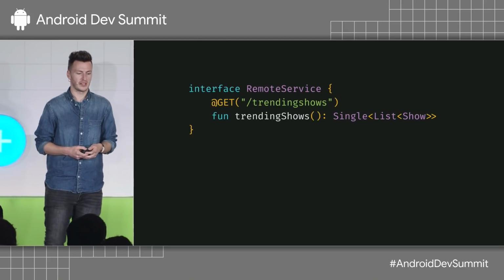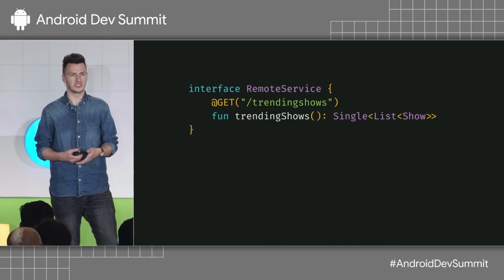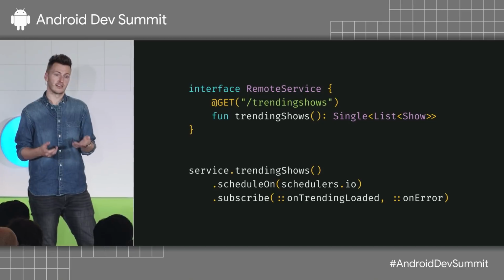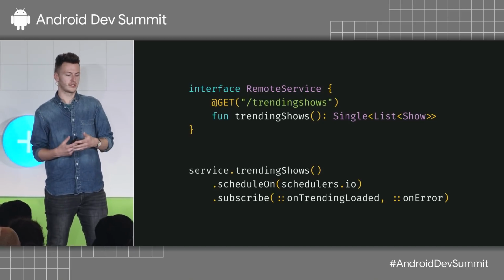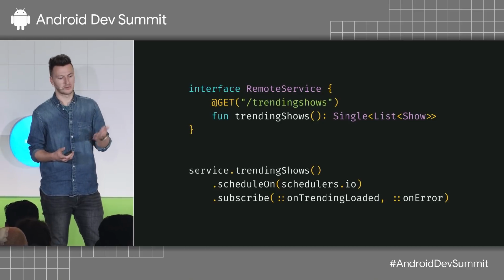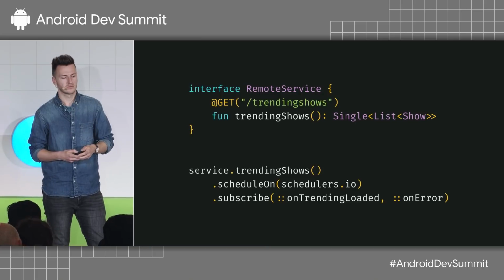So here's an example. We have a Retrofit interface, which has a GET, and it returns a Single, which just returns a list of shows. And the way you'd use that in RxJava is you'd do this chaining. So you'd switch the scheduler using subscribeOn. And here we're going to use the I/O scheduler, which is provided for you. And then we're going to do some calls when it's finished.